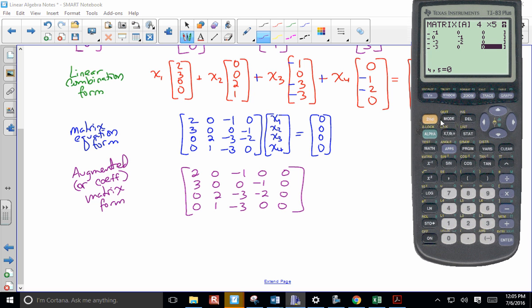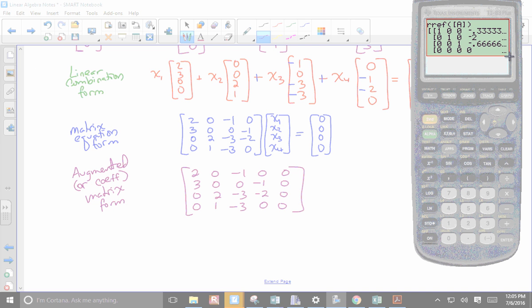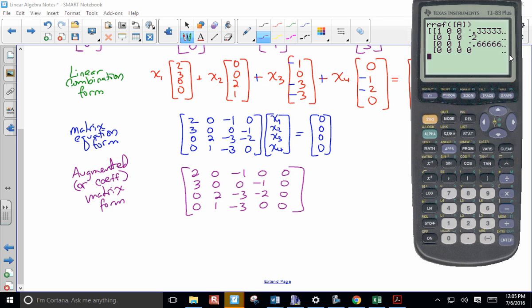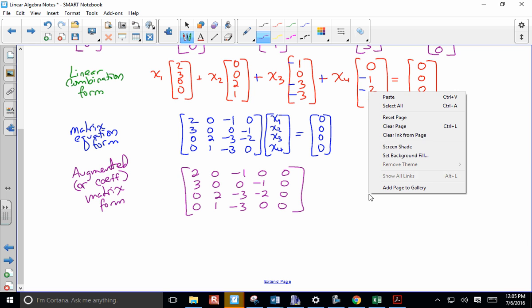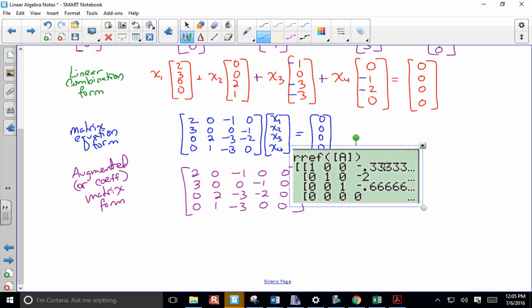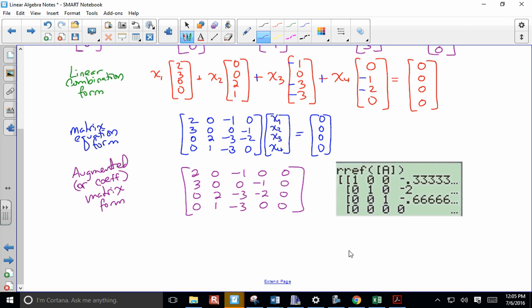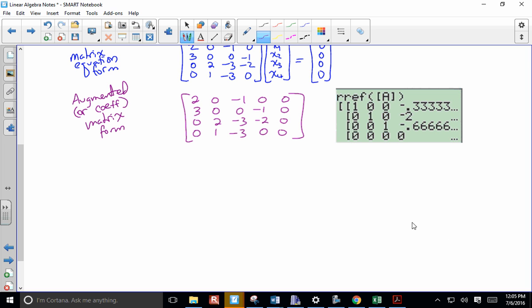All right, data's in. RREF action. In theory, the last column would be zeros anyways, so just make sure. If it wasn't, then something went horribly wrong, which is not the case, so that's good. All right, so parametric form.